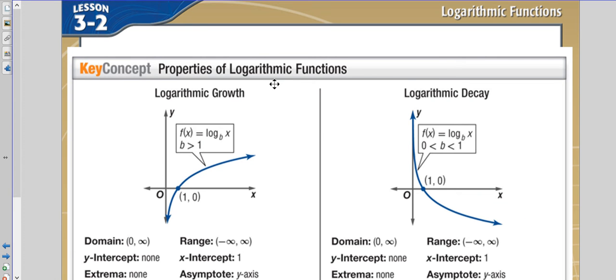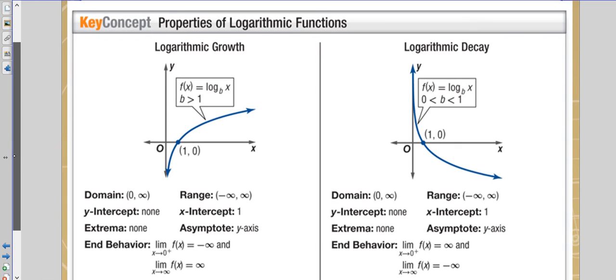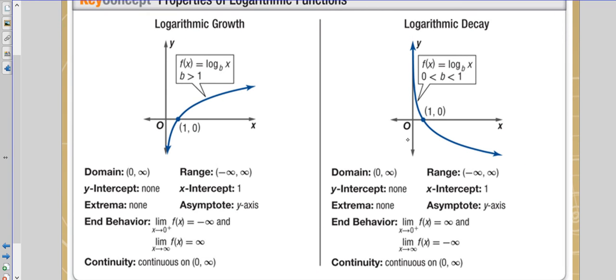And now we'll view properties of logarithmic functions. So we have an x-intercept at (1, 0), as I just told you. This is decay, this is growth. It all has to do with the base. If the base is greater than 1, it's growth. If it is between 0 and 1, it's decay.